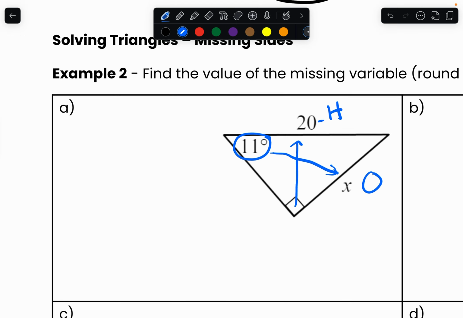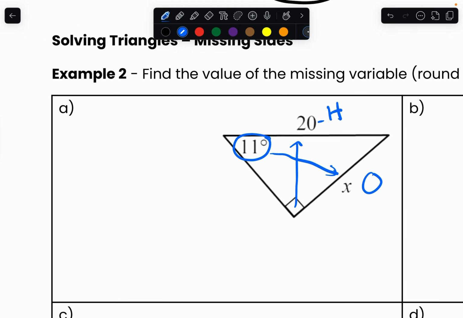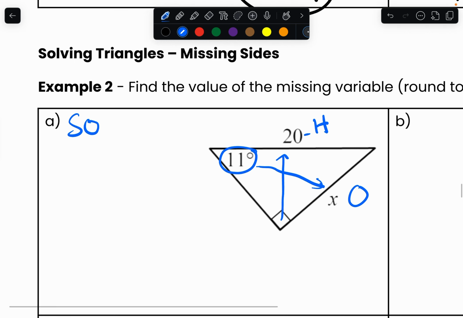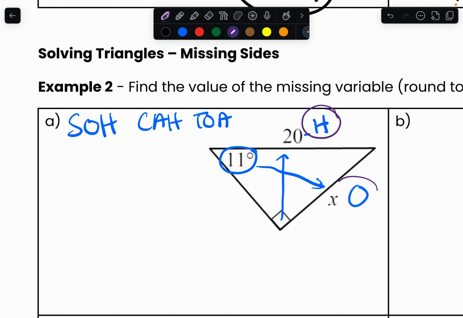Now, once you've got your sides identified, you need to pick which of the SOHCAHTOAs you are using. Let me write it down, SOHCAHTOA. Looking at what you have, I have here H and O. Which of the SOHCAHTOAs have H and O in it? The answer here is going to be SOH, which is that sine equals opposite over hypotenuse.